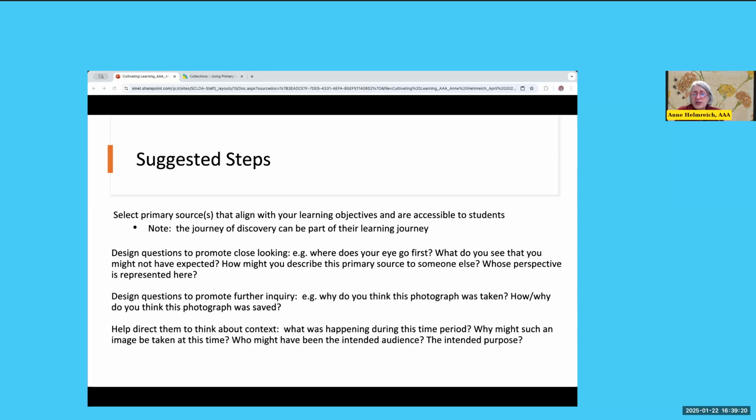And then help them to think about context, which I think a lot of you really were eager to do. What happened during this time period? Why might an image be taken at this time? Who might have been the intended audience, the intended purpose? Great.